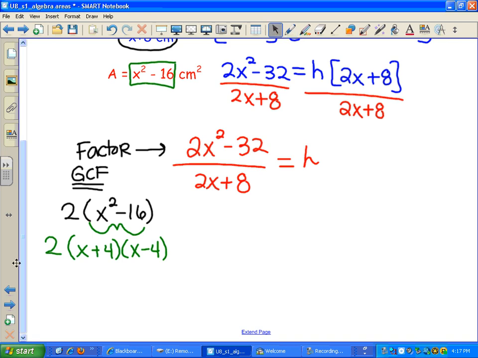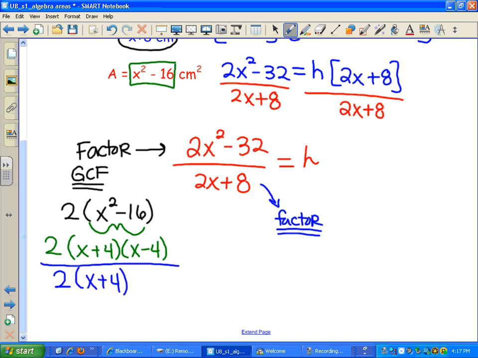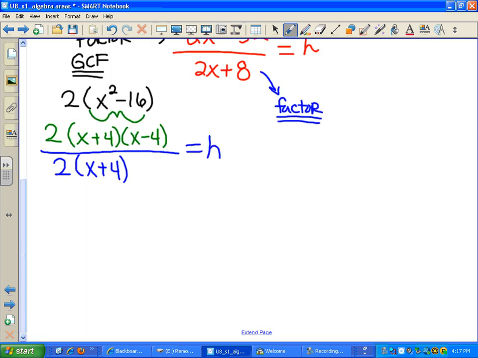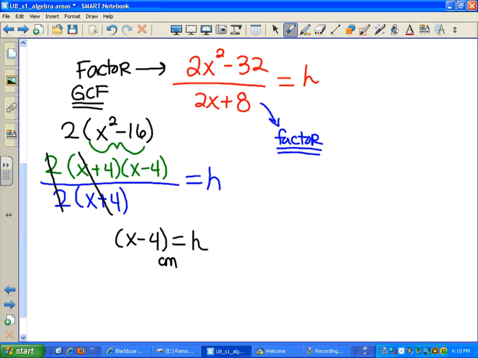So there's the numerator. Now we want to factor the denominator. The first thing we should try when we factor is always the greatest common factor. What's my greatest common factor between a 2x and an 8? Hopefully you said 2. Then I'm left with x plus 4 when I factor a 2 from there. So here is our expression. Our expression has now been factored to read 2 times the quantity x plus 4 times the quantity x minus 4 all over 2 times the quantity of x plus 4. I'm going to see if there's anything in the numerator and the denominator that will cancel. 2 divided by 2 is 1, that cancels. X plus 4 divided by x plus 4 cancels. So I end up with x minus 4 is my height, and my units are centimeters.